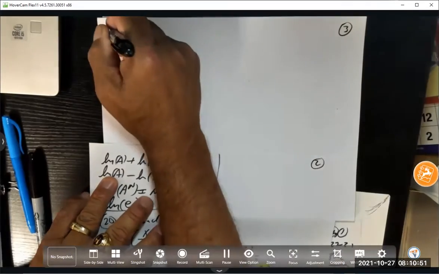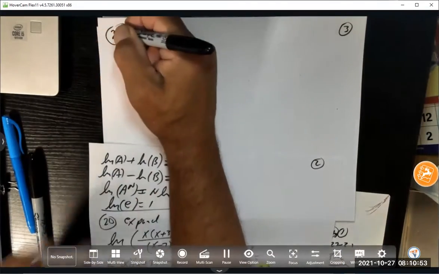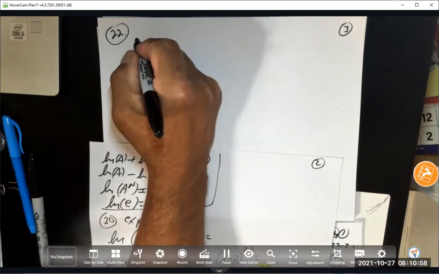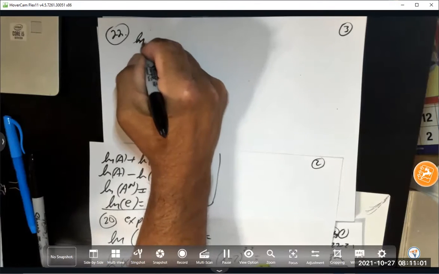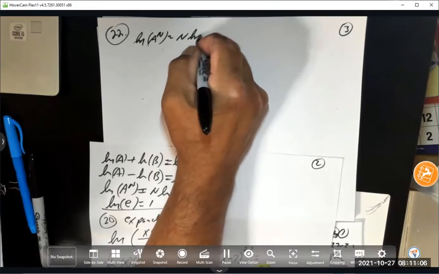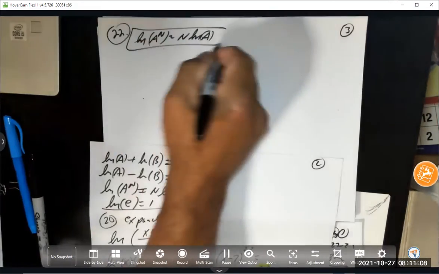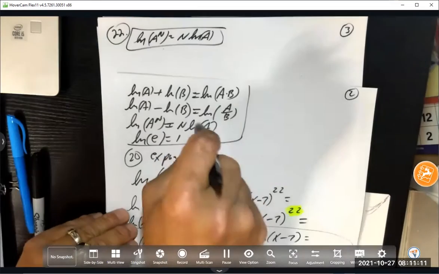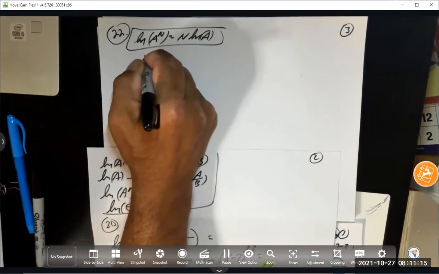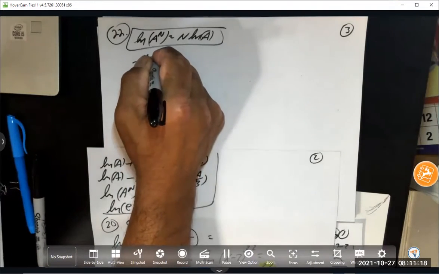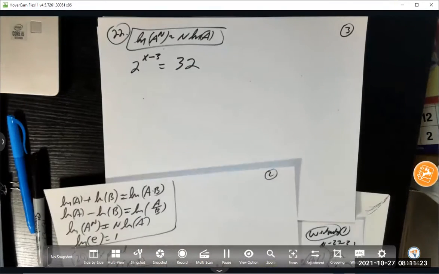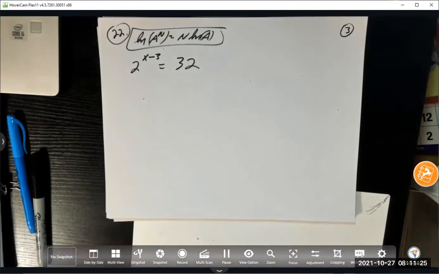So I am going to number 22, and let me write the formulas again that I'm going to use. Actually, I just use the one formula. So the log of a to a power n becomes n log of a. This is the one I'm going to use, the third one. Okay, so now if I have 2 to the x minus 3 equals 32, I'm just going to take the log of both sides and I'll be done with it.